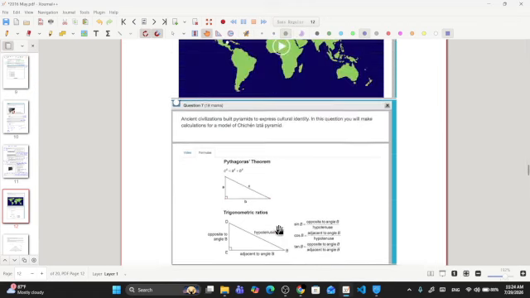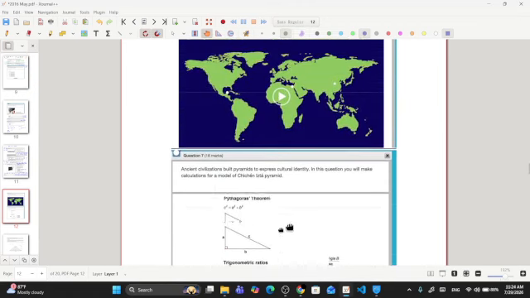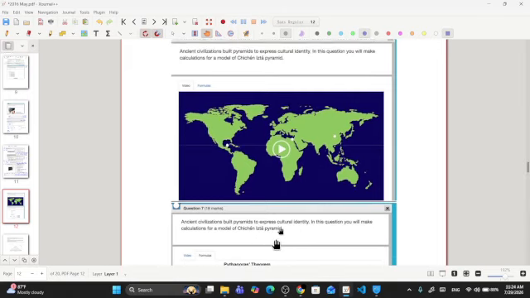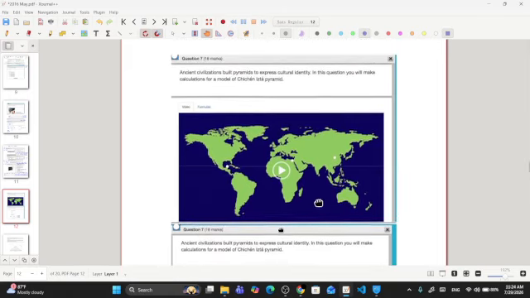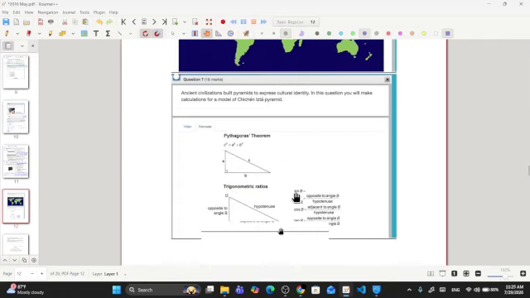Question number 7 says ancient civilizations built pyramids to express cultural identity. In this question, you will make calculations for a model of the Chichen Itza pyramid. Where is this located? I don't know where it is located. This looks like Egypt and some parts of the Far East, probably. Maybe Malaysia, Indonesia.